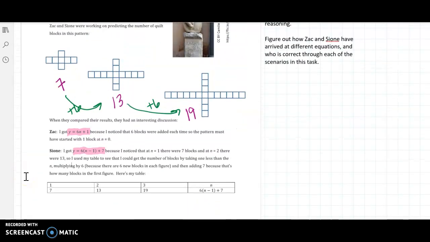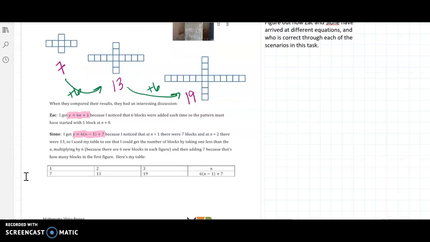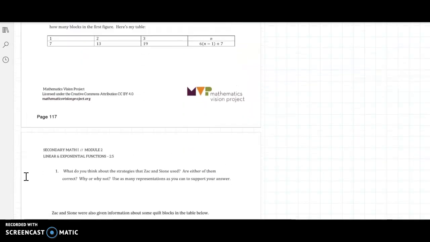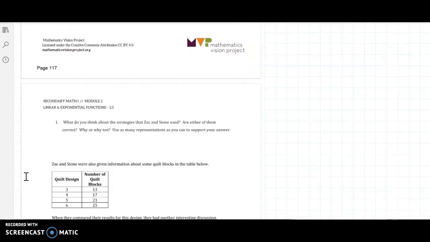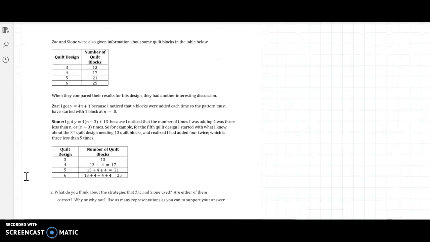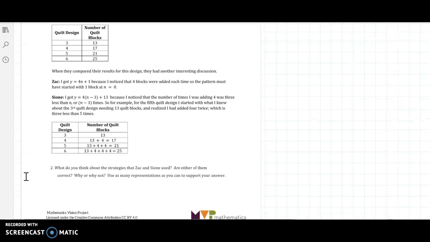It might be helpful to make a table and a graph to represent Zach's equation. It may be helpful to make a graph to represent Sion's equation and see how they're similar or different. After you've answered question 1, move on to the second part of the task and come to class with some ideas about question 2 as well.